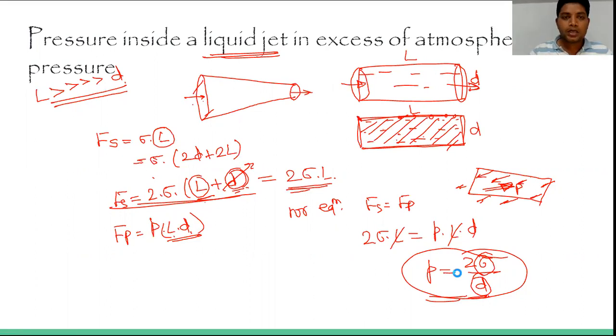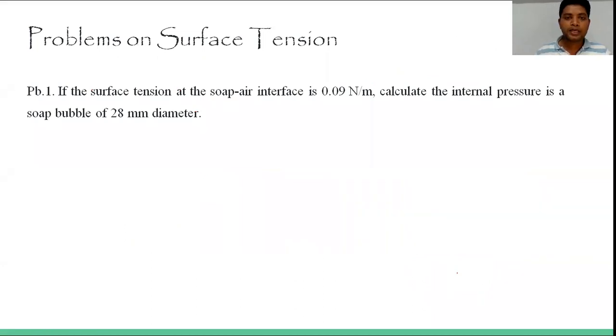Okay, let's move to the problem. Let's see one problem; besides this there are two more problems in the next slides, which you should treat as numerical homework. Okay, so if the surface tension at the soap-air interface... look, soap is being talked about. Is it a droplet, a bubble or a jet? That is not mentioned, but soap means there will be a bubble only.